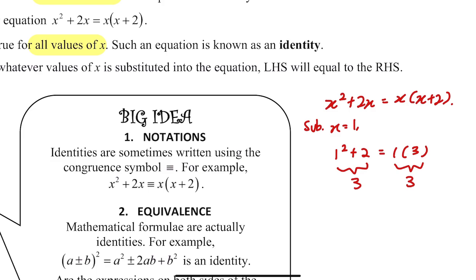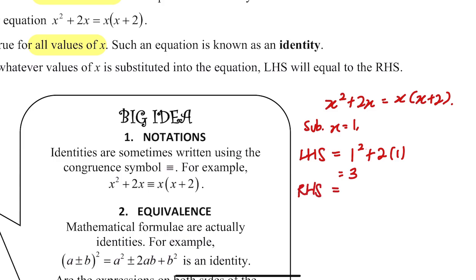Maybe this is not the best way to present. I'll write it as left hand side over here. LHS means left hand side. So over here, 1 squared plus 2 times 1 equals to 3. Right hand side equals to 1 times 1 plus 2, which is also equals to 3. Therefore, this holds true.